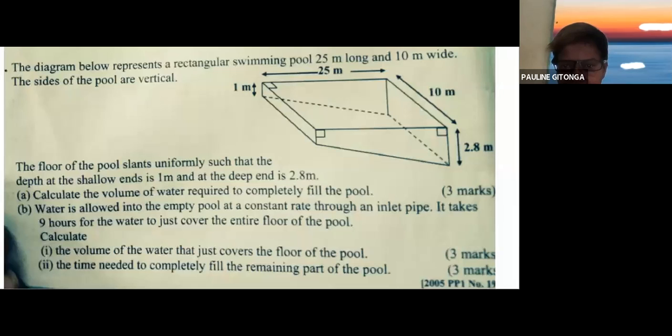To get the volume, we have to divide the trapezium part of it. We have to get the surface area of this side, which has 25 and 2.8. You have to divide it so that you can have the triangle with 1.8, a half times 1.8 times 25, plus the area of 1 meter by 25. Then you multiply by 10 meters so that you can get the volume. I'm giving you 10 minutes to do the question.